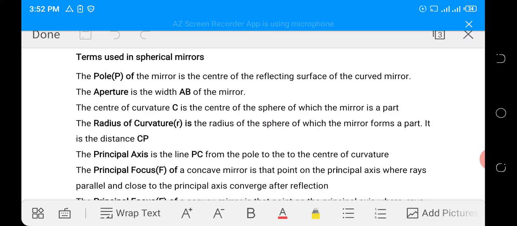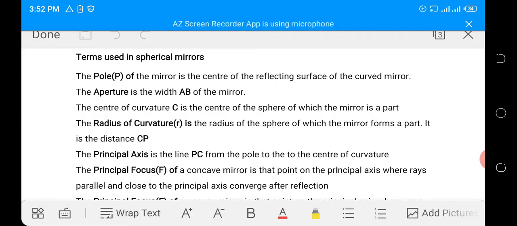The first one is the pole. As I mentioned earlier, the pole of the mirror is the center of the reflecting surface of the curved mirror or spherical mirror. The center of the reflecting surface of the spherical mirror is what we call the pole P of the mirror. The aperture is the width AB of the mirror. That is how wide the mirror is, what we call the aperture of the mirror.